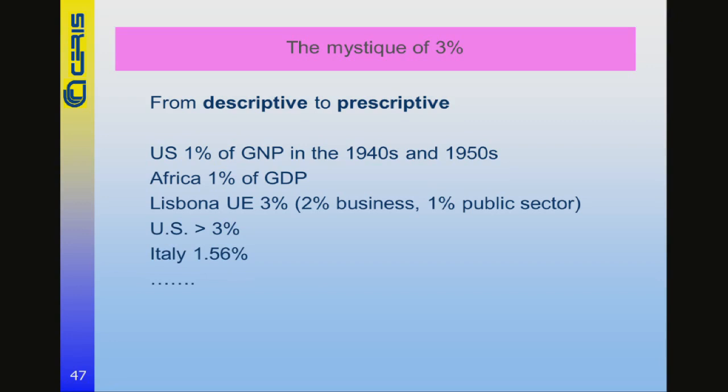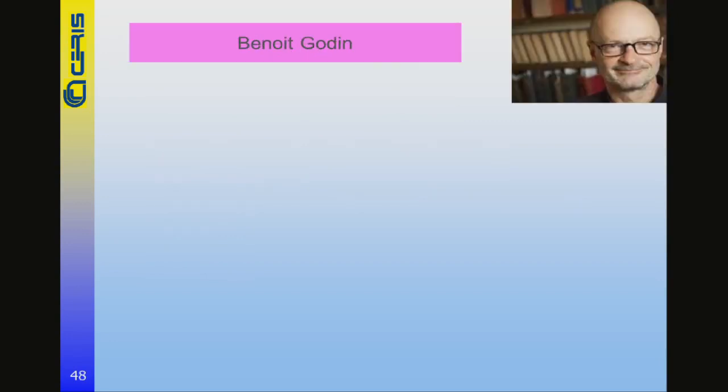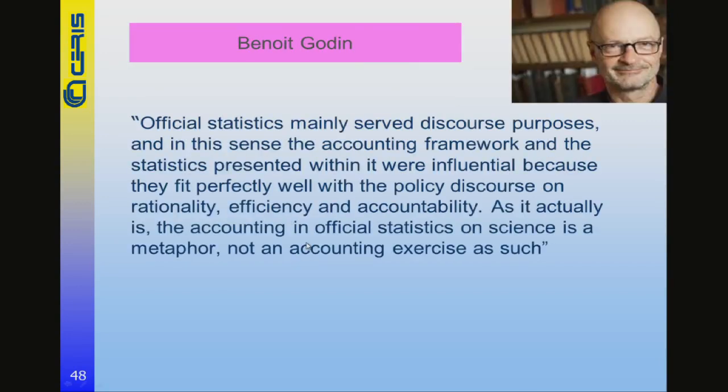Because society is not interested in bloody people like myself doing research. They're interested in the outcome, in the quality of life and the results. This is an elaboration of another idea of Benoit Gaudin. Official statistics mainly served discourse purposes. And in this sense, the accounting framework of the statistics presented within it were influential because they fit perfectly well with the policy discourse and rationality, efficiency, and accountability. As it actually is, the accounting of unofficial statistics on science is a metaphor, not an accounting exercise as such.